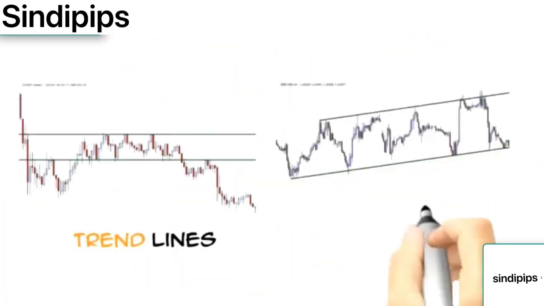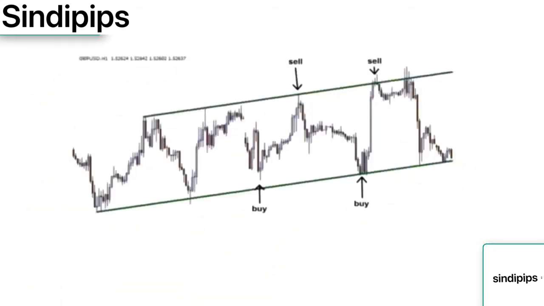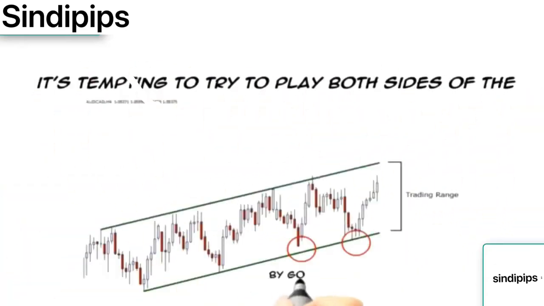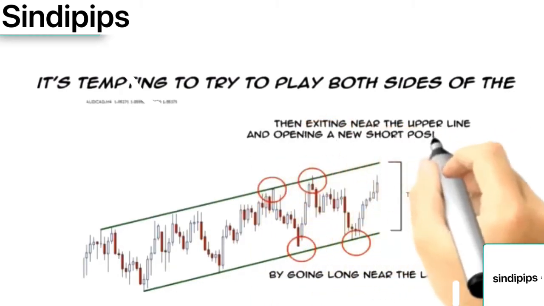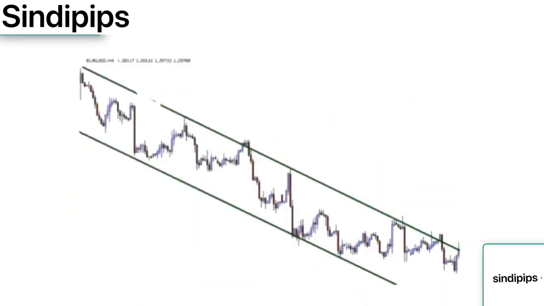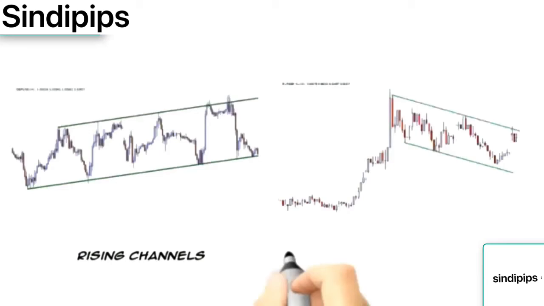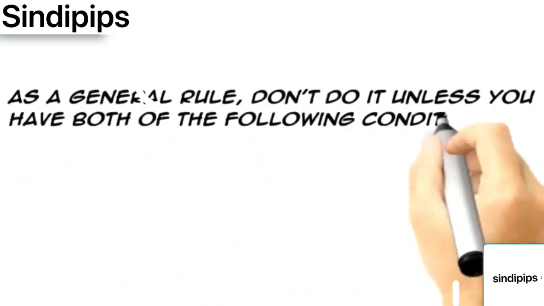Beware of using channel lines to trade against the trend. When you use the upper and lower channel lines as entry and exit points, it's tempting to try to play both sides of the trading range by going long near the lower line, then exiting near the upper line and opening a new short position there, with the goal of closing that position when price returns to the lower line. However, trading both the up and down moves can be much harder if you're trading against the trend. That is, trying to short in rising channels or go long in descending channels. As a general rule, don't do it unless you have both of the following conditions.